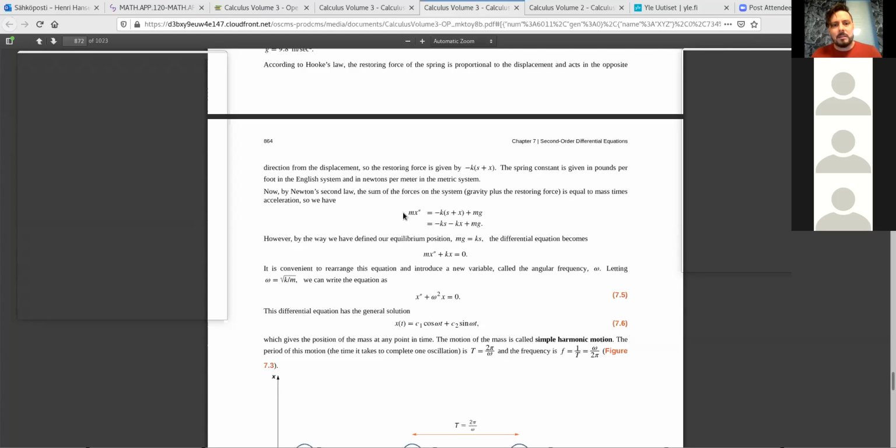So you get m times x double prime, that's ma. F equals ma. The right-hand side is the force, and the left-hand side is the acceleration. So at the equilibrium point, and x is the perturbation from it, the two forces, ks and mg, cancel out. So the only thing left is kx plus mx double prime equals 0.